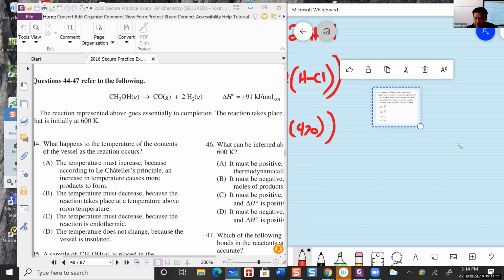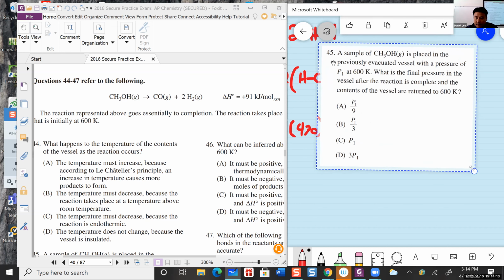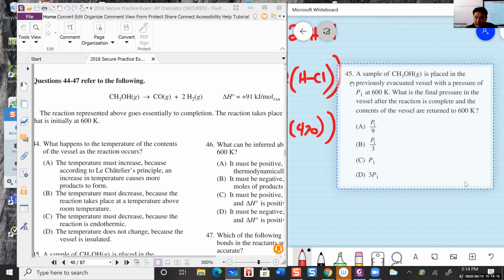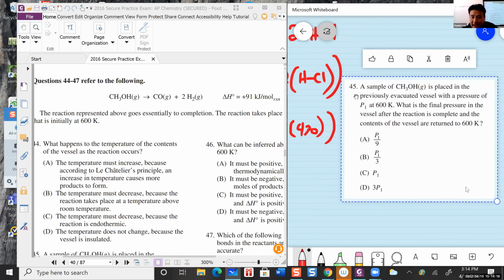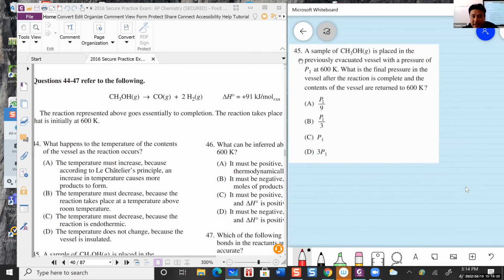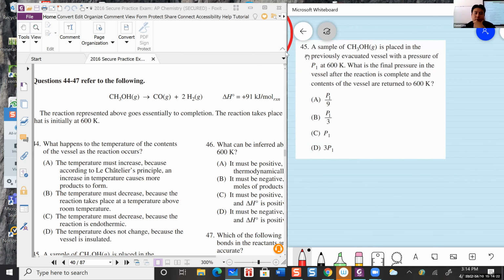So here's the question, you read it again. A sample of methanol, that's your reactant, is placed in an evacuated vessel, pressure is P1, okay. So you put this reactant at 600 Kelvin in a vessel. What is the final pressure after the reaction goes to completion? Oh, this one is not easy. You gotta do stoichiometry first. It says to go to completion. Let me show you what I mean.